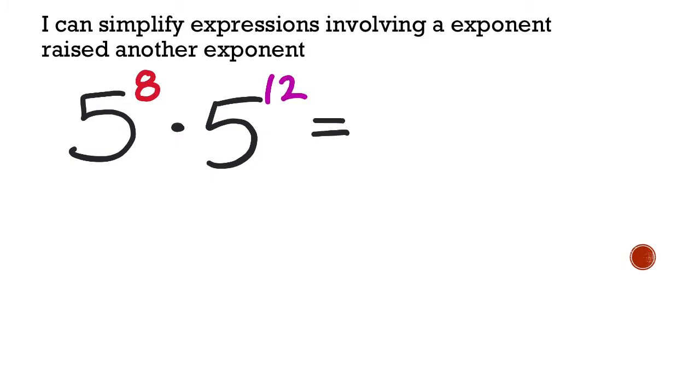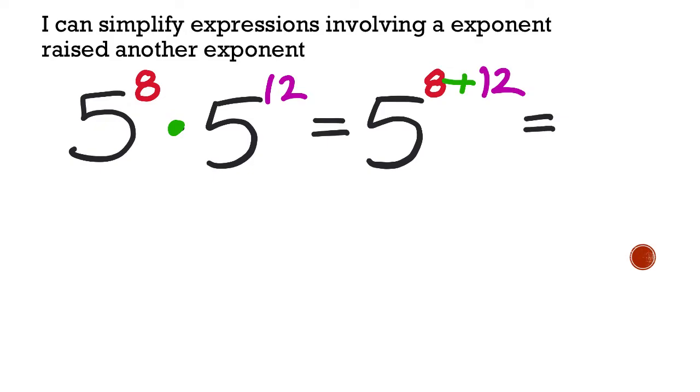So since we're multiplying the same base, we're going to keep it the same 5. But those two exponents of 8 and 12, since we are multiplying the bases, we would add the exponents, which would then make this 5 to the power of 20. All right? Now, we have operated with the exponents with addition. We also did subtraction last time.